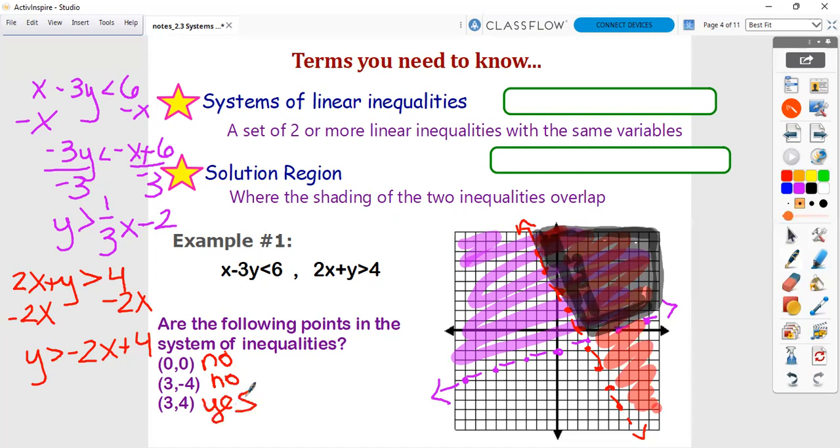So that's how we graph a system of inequalities. So now when we look at the next example, we are only going to shade this darkened region. We're not going to shade for both inequalities.